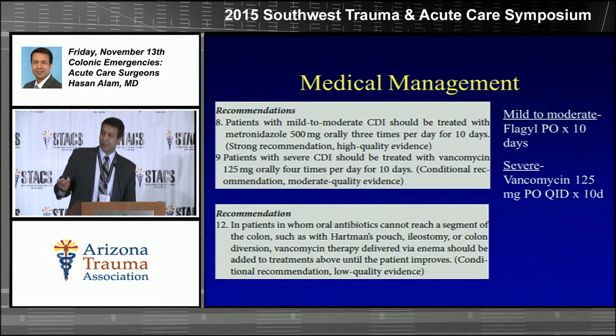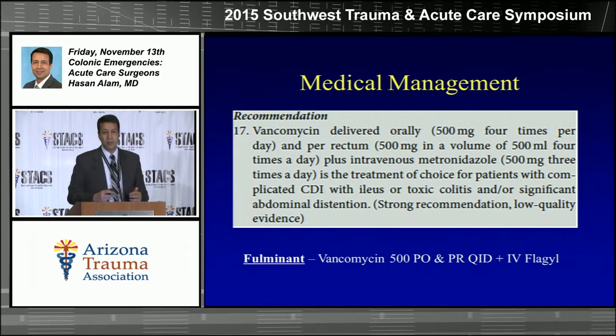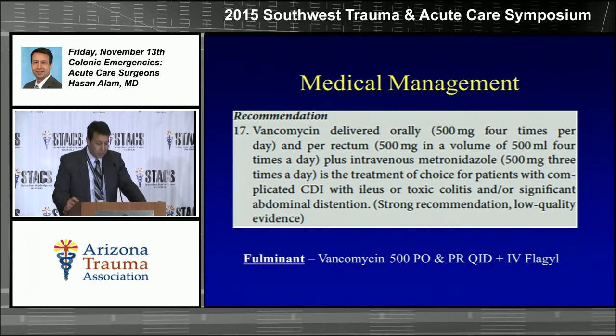Now, if you have severe C-diff colitis, then the oral Flagyl is clearly suboptimal, and they should all be treated with vancomycin orally. If there is any reason that oral vancomycin cannot get to the colon, then you should also give vancomycin enemas. This is what we typically get, the more fulminant C-diff where the surgical consult is obtained.